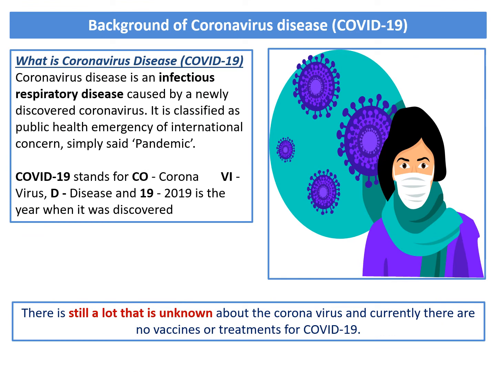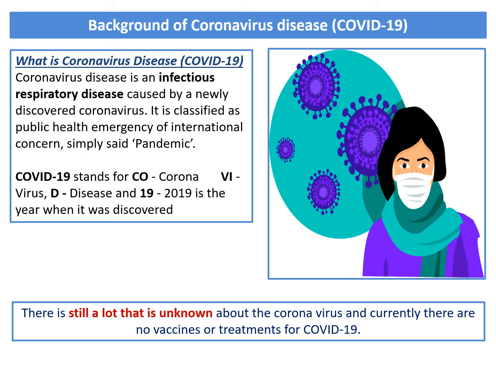So what is coronavirus? Coronavirus is an infectious disease caused by a newly discovered coronavirus. It is classified as a public health emergency of international concern, simply said, pandemic. Now, it was named COVID-19. COVID: CO stands for corona, VI stands for virus, D stands for disease, and 19 stands for 2019, which is the year when it was discovered.